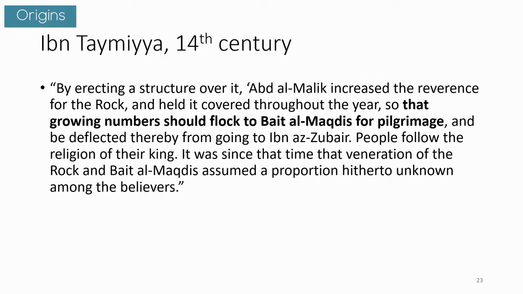And he also says that he covered it throughout the year so that growing numbers should flock to Beit al-Maqdis for pilgrimage. That seems reasonable. But the idea that, and be deflected thereby from going to Ibn az-Zubayr, perhaps it's not in that order. Perhaps he's inverting what actually happened. So instead of it being a diversion from going down to Mecca or wherever, perhaps it started there and then at a later time things moved on to Mecca as an alternative to Jerusalem.